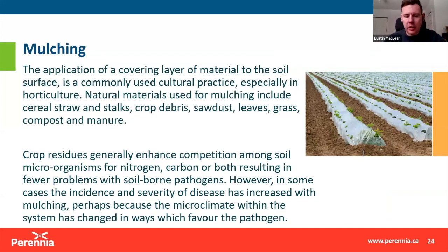Mulching. The application of a covering layer of material to the soil surface is a commonly used cultural practice, especially in horticulture. Natural materials used for mulching include cereal straw and stalks, crop debris, sawdust, leaves, grass, compost, and manure. Crop residues generally enhance competition among soil microorganisms for nitrogen, carbon, or both, resulting in fewer problems with soil-borne pathogens. However, in some cases, the incidence and severity of disease has increased with mulching, perhaps because the microclimate within the system has changed in ways which are favorable to the plant pathogen.